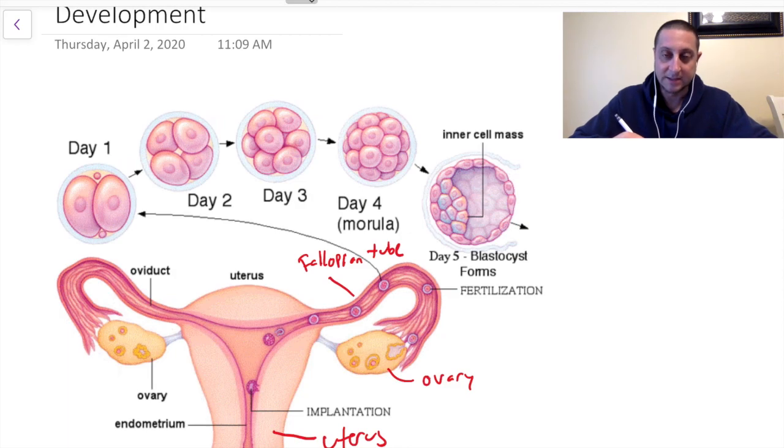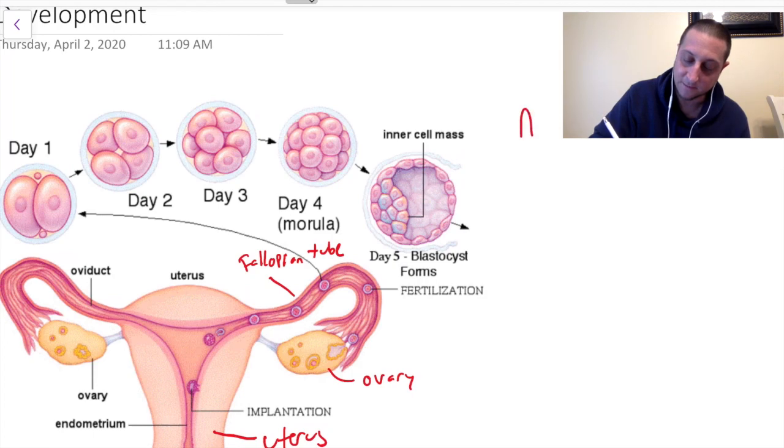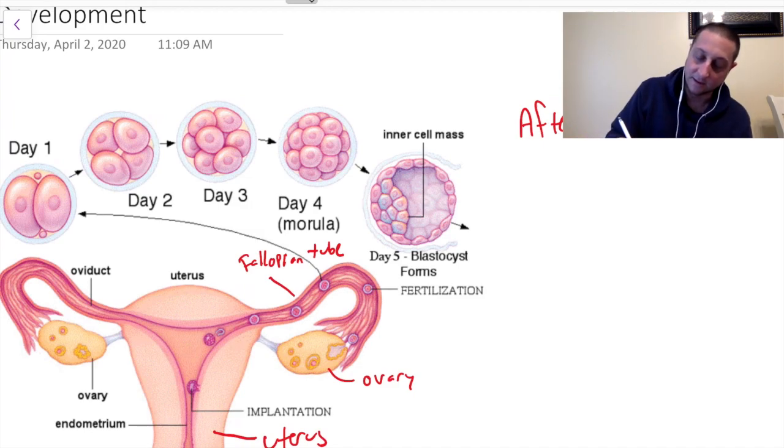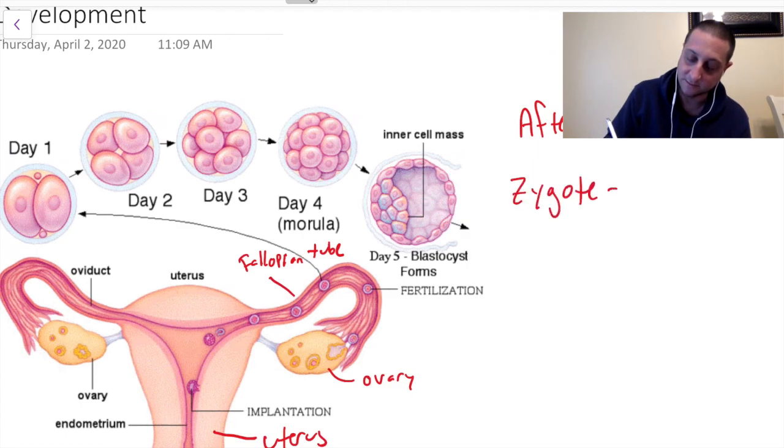So, once that egg is in there, it can be fertilized by the sperm. The sperm will meet the egg, it will fertilize it, and this is where we're beginning. So, after fertilization, the egg that is fertilized is now called a zygote. That is a single cell.